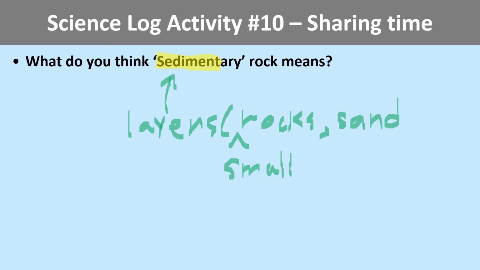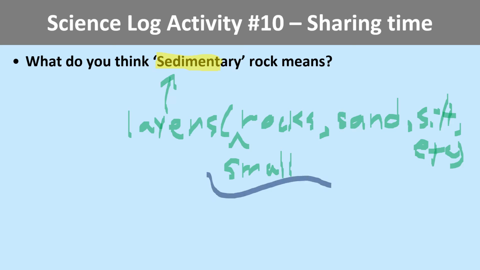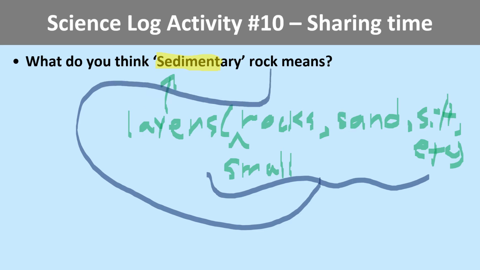sand, silt, etc., etc. Sediments are those small rocks, sand, silt, and so on. Gravel, if you will, too. Sedimentary rock means these are included in the rock.